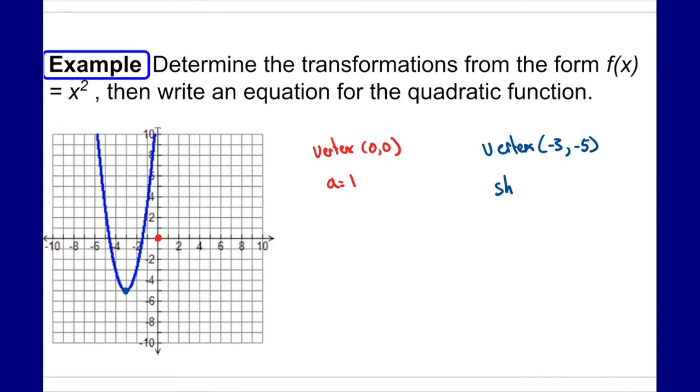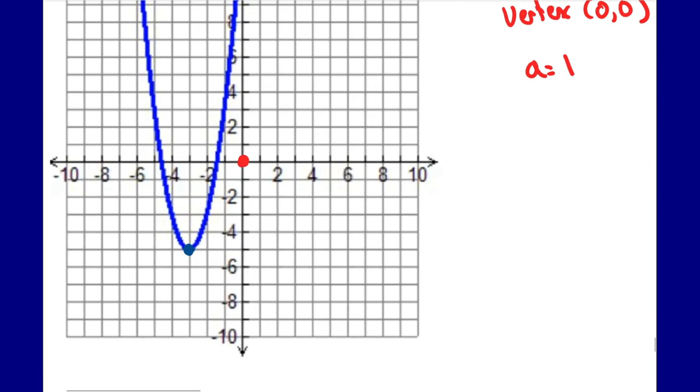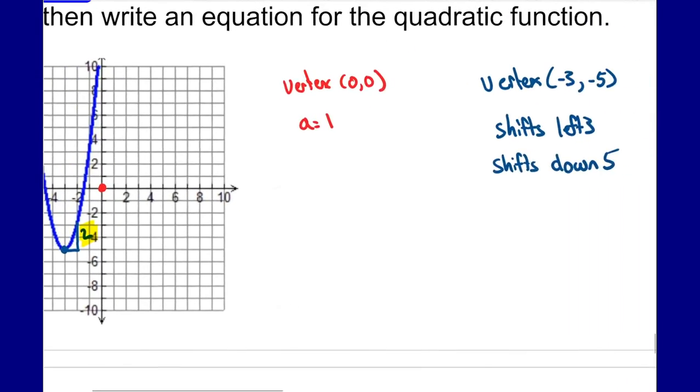So that tells us that we shift left 3, and our graph shifts down 5. So we know an h and a k value. What we're going to do now is check to see if we have a new step pattern. So we start at a vertex on our graph. We go over 1. Remember, it's always over 1. Whether you go left or right doesn't matter because it's symmetrical. So we've gone over 1. We go up 2. So we have a different step pattern right off the bat. The first step is 2.